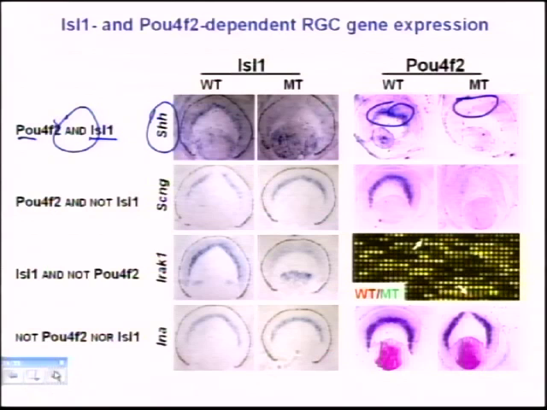And then we have some that rely on Pou4f2 and not islet-1. And here you see that very clearly. This is a gene called synuclein gamma, which is involved in axon synapsing. And you see its expression is not affected when we remove islet-1, but it's drastically affected when we remove Pou4f2. And then we have the other way.